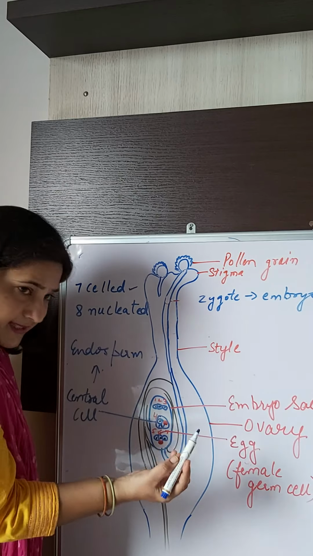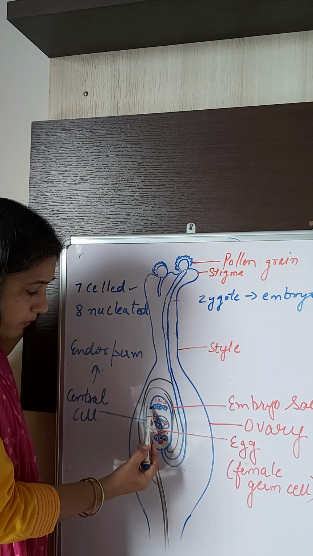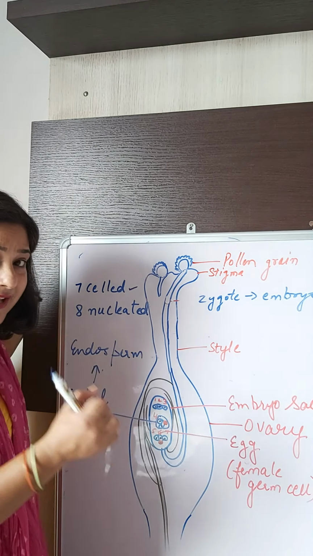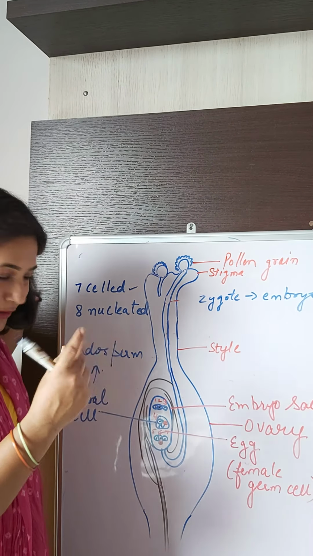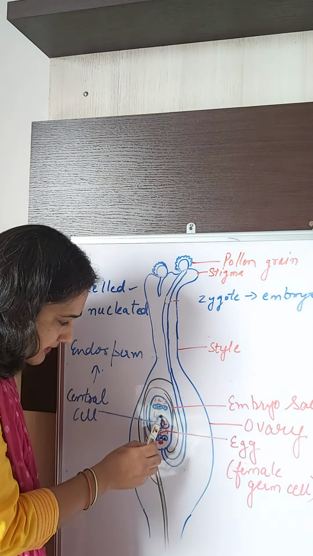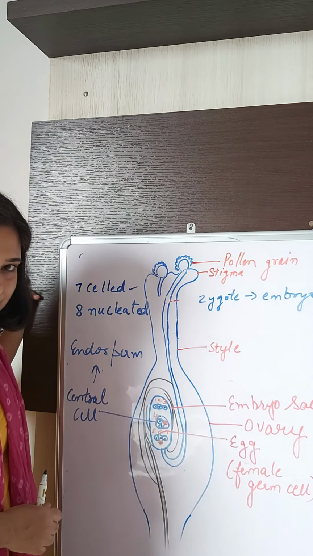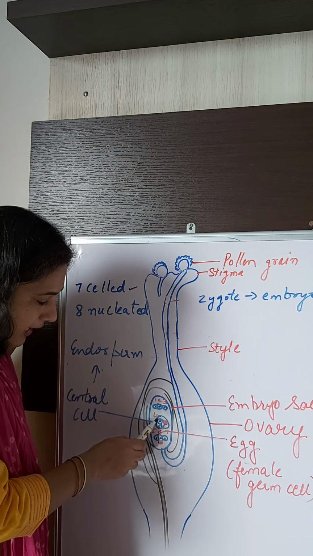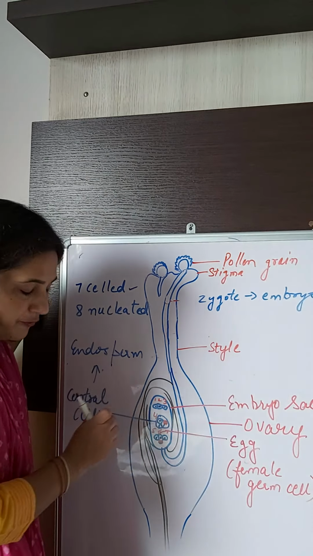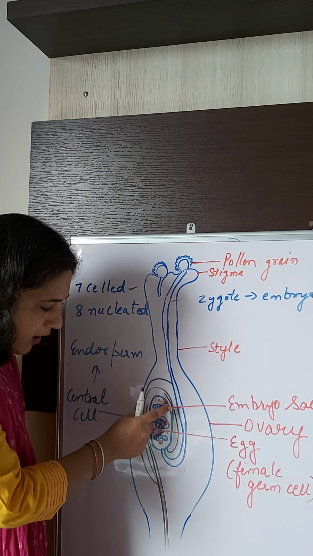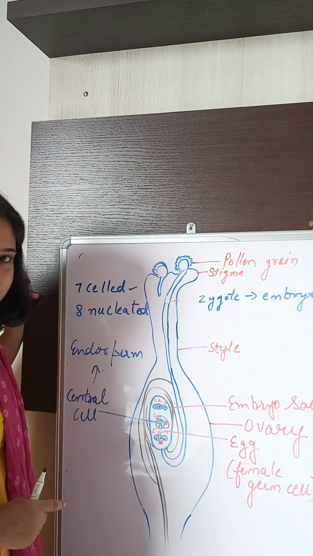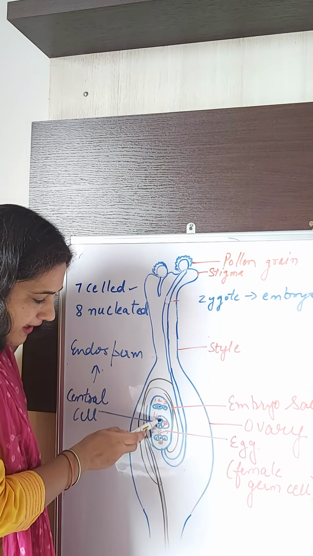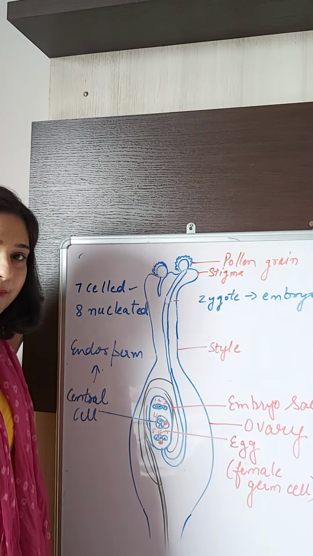Clear? Now this is the reason why 7 cells are mentioned here: 1, 2, 3, 4, 5, 6, 7. This 4th cell, which is the central cell, has 2 nuclei. That is why the fertilization occurring here is also called triple fusion, because 3 nuclei are involved: 1 of the male gamete and 2 of the central cell. Triple fusion. And in this whole embryo sac, how many times have you seen fertilization taking place? Twice. Once here and the other here. So this is called double fertilization.